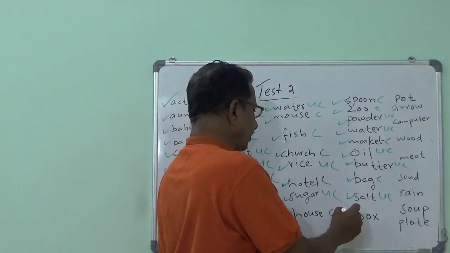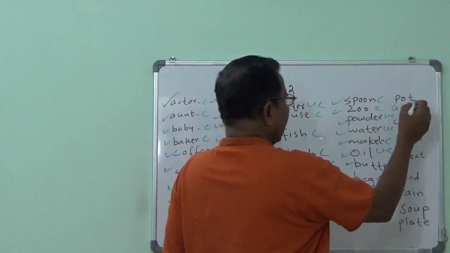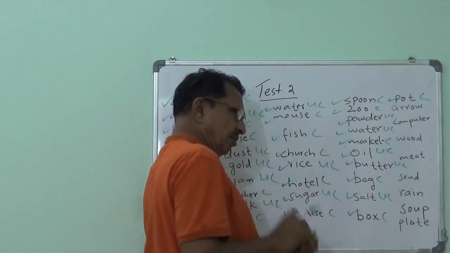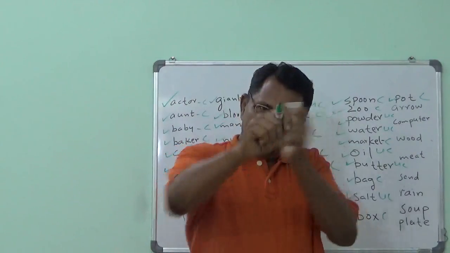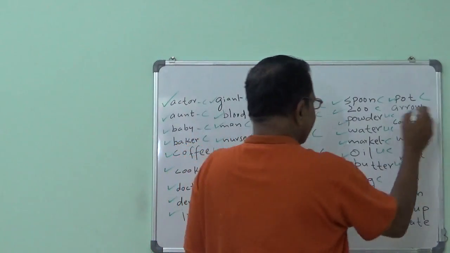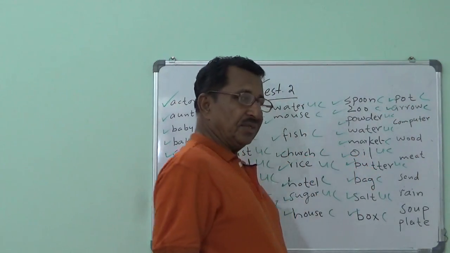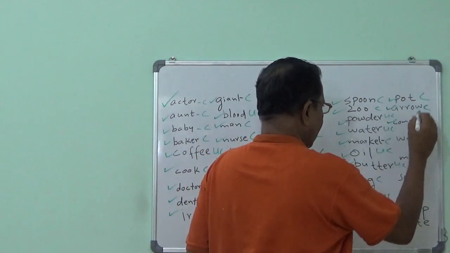Box, you can count. How many boxes are there? Countable noun. Pot, you can count. How many pots will be there in your house? Many. Arrow, you can count. Bahubali's arrows, one after another. So that is countable. Computer, how many computers are there in this school? So you can count. So that is countable.